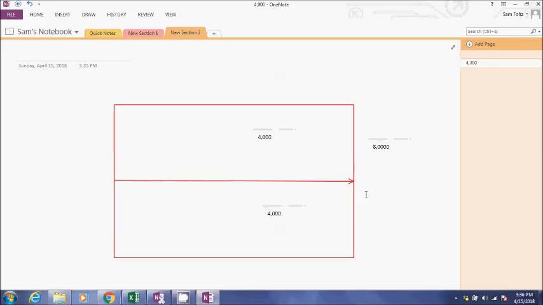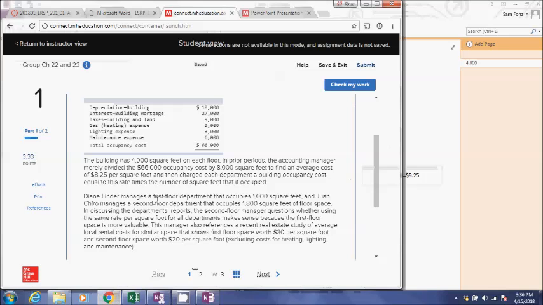Okay, with a total of $66,000 in occupancy cost, basically what they're saying is that if we have $66,000 and we divide that by 8,000 square feet, that's going to equal $8.25 per square foot. So anybody who has a department on the first floor or the second floor, no matter what, they're going to get charged $8.25 per square foot for their space. Easy enough. All right, so we've got that calculated out.